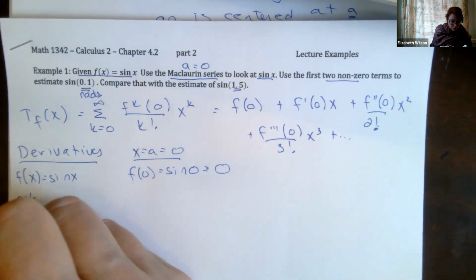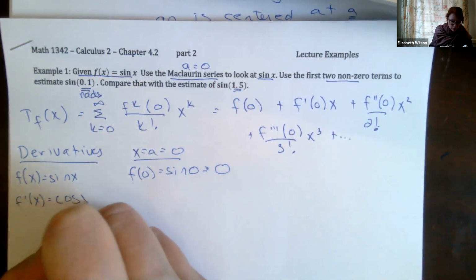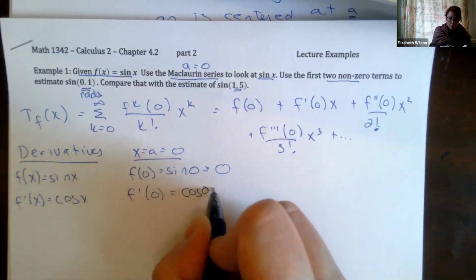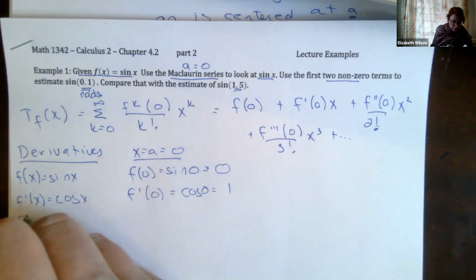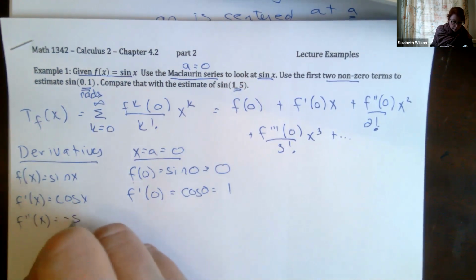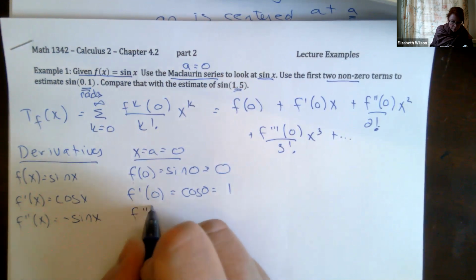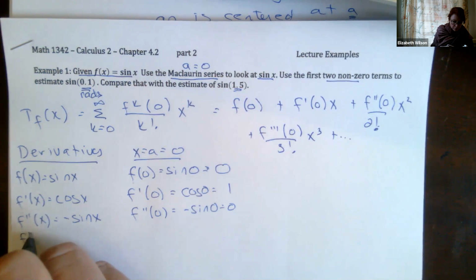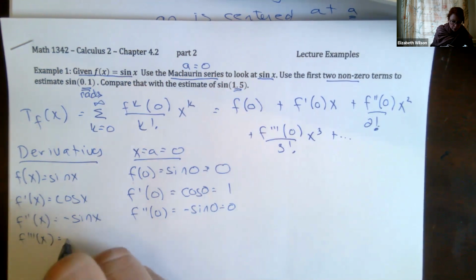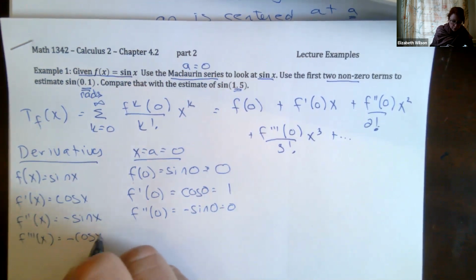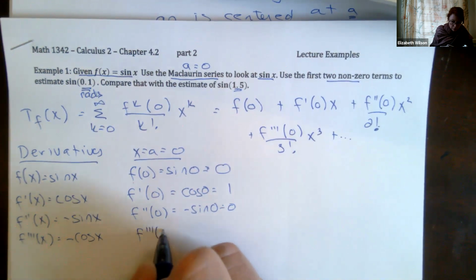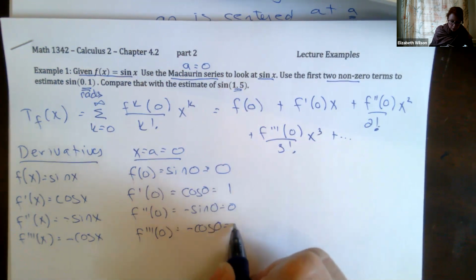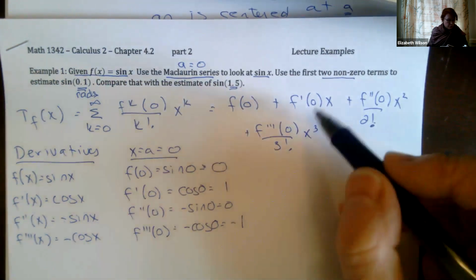Our first derivative is equal to cosine. Our cosine of 0 is equal to 1. Second derivative is minus the sine. Minus the sine of 0 is equal to 0. Third derivative is minus, from here, cosine. Third derivative at 0 is minus the cosine of 0, right? So minus 1. Okay, so I've already got, like, this had used the first two non-zero terms.